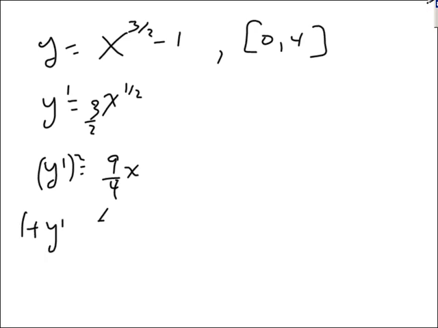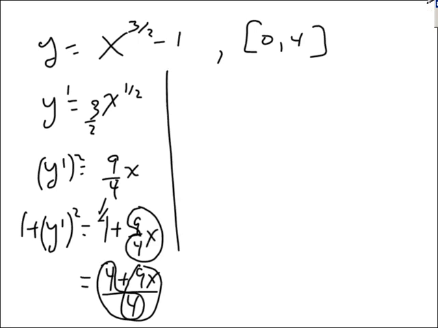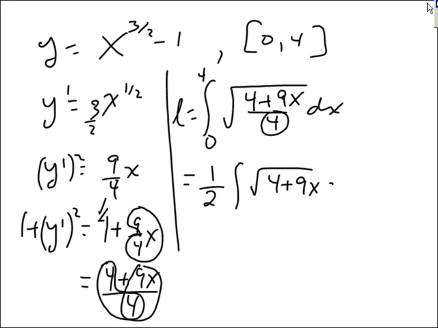So 1 plus the derivative squared will be 1 plus 9/4 x. But that's (4 plus 9x) over 4. 4 over 4 is 1, and this is 9x over 4, right there. So what we want is the integral, so the arc length equals the integral from 0 to 4 of the square root of (4 plus 9x) over 4 dx. But I know the square root of 4, it's 2, so I pull it out. So it's 1/2 the integral of the square root of 4 plus 9x dx.